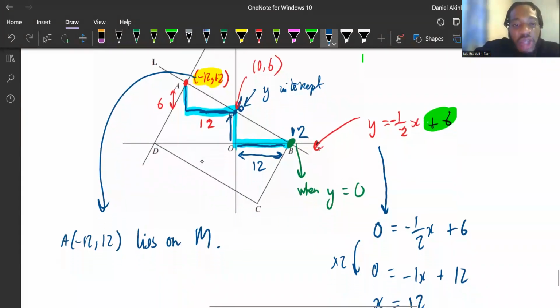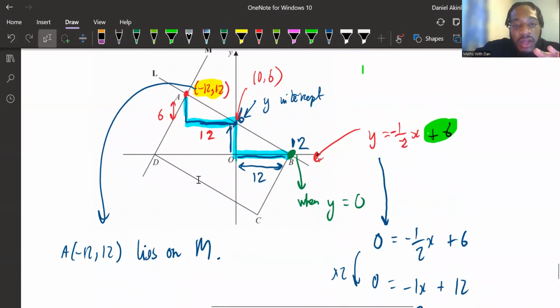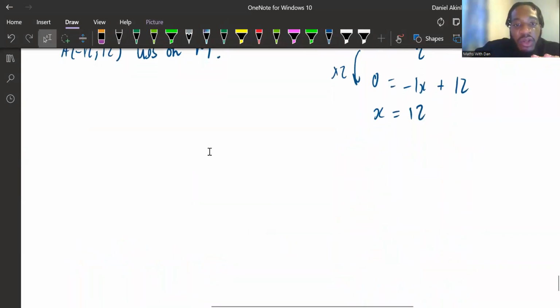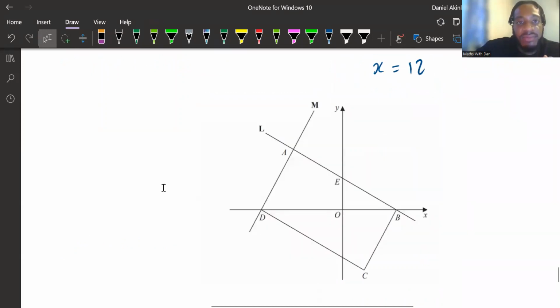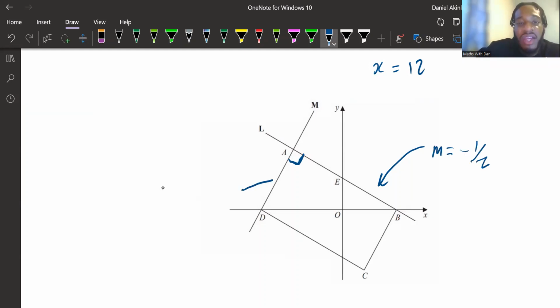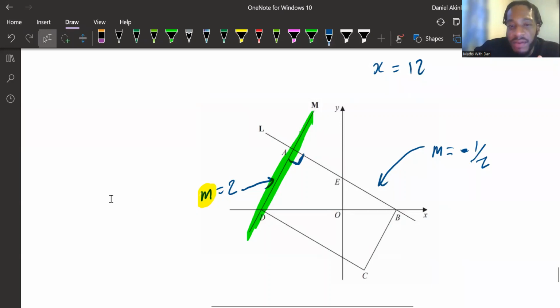So now to find the equation of M, remember, I need the gradient. So I'm going to draw this diagram one more time. Remember, this is a rectangle as they told us, and we know that the corners of rectangles are right angles. So remember, this gradient was equal to minus 1/2. So this gradient here is the negative reciprocal, which is going to be m equals 2. So the line M has a gradient of 2, and we know that this was minus 1/2 because we worked it out at the very beginning.